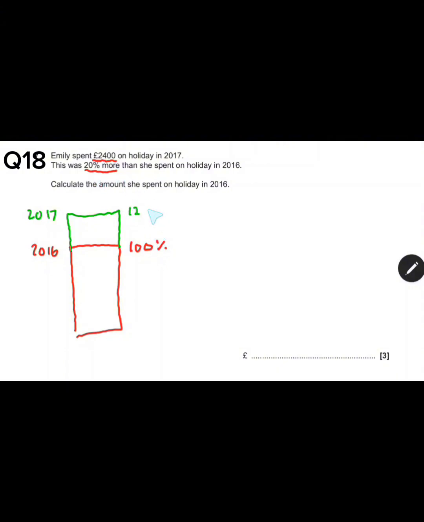So she spent 120%, 20% more than what she spent in 2016. And that came out at 2,400. So if we know 120% is 2,400, what we're looking to do is scale this down to find my 100%. Several ways to do this. I like to just halve to start with, just get a feel for the numbers. 60% would be 1,200. Just halving and halving.